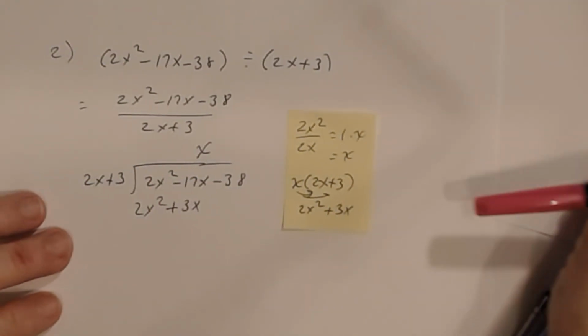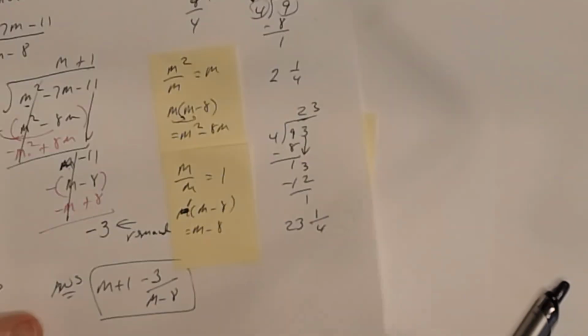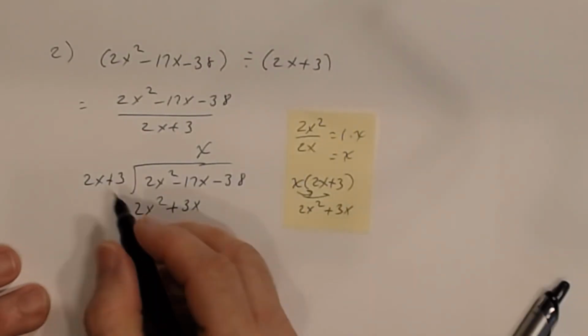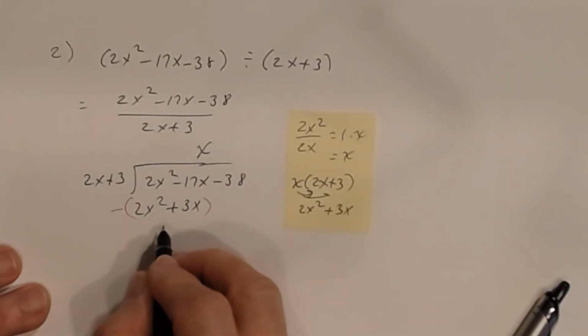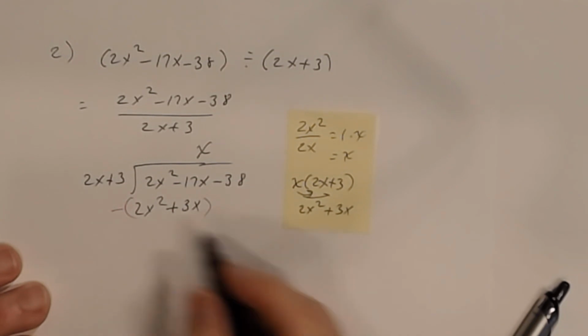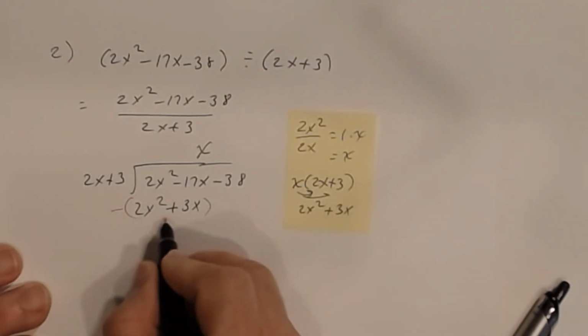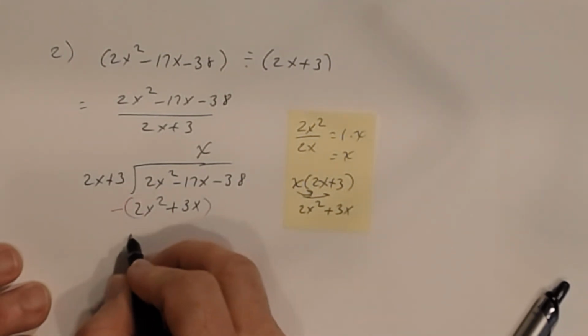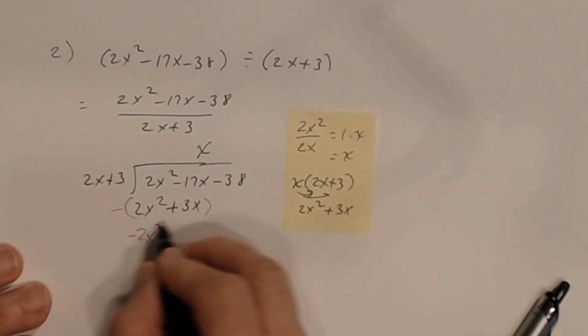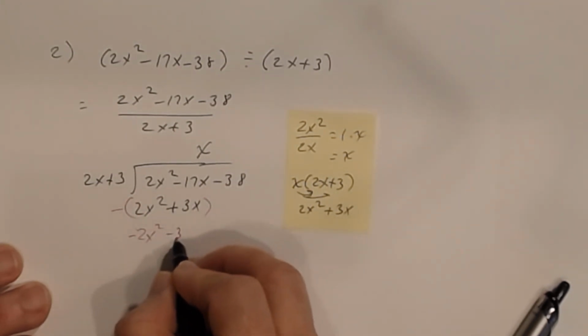So remembering what we did with numbers, you always subtract each, okay? But do it this way because you're subtracting variable expressions. Now rewrite this without the parentheses. So the opposite of 2x squared is a negative 2x squared. The opposite of positive 3x is a negative 3x.